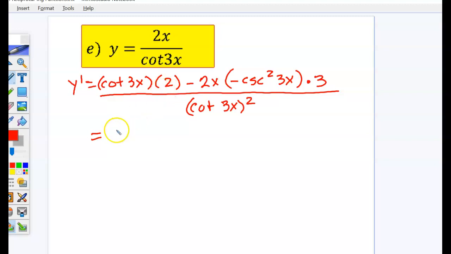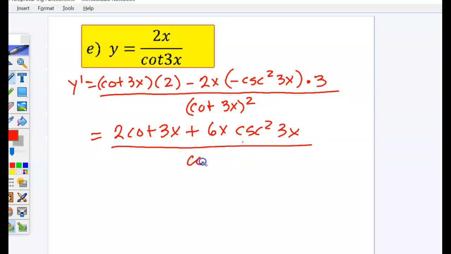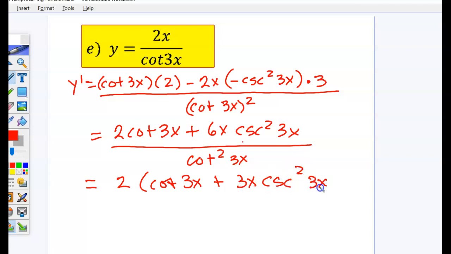So simplifying this, I get 2 cotan 3x. Negative times a negative is going to be plus. This is going to give me a 6x cosecant squared 3x. Oh, cotan squared 3x. And if you wanted to, you could factor a 2 out of the numerator. And that would be your final answer.